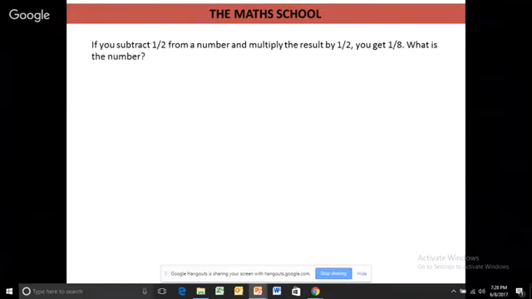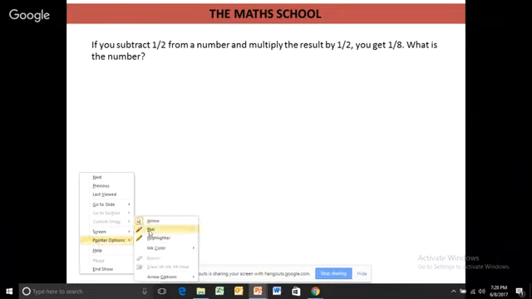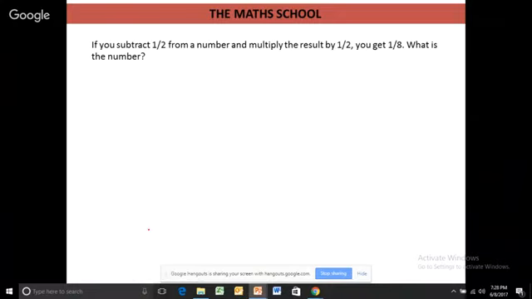If you subtract half from a number and multiply the result by half, you get 1 by 8. What is the number? Now it's saying there is some number. If you subtract half from that number, in these kinds of questions, it is always better to understand first what is given and what is required to be found out. So it's saying we need to find some number.